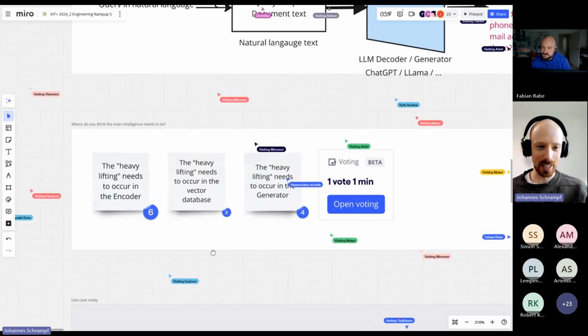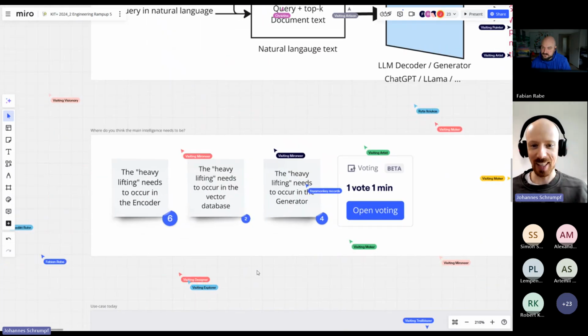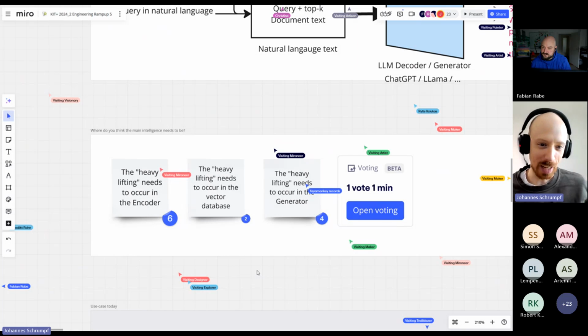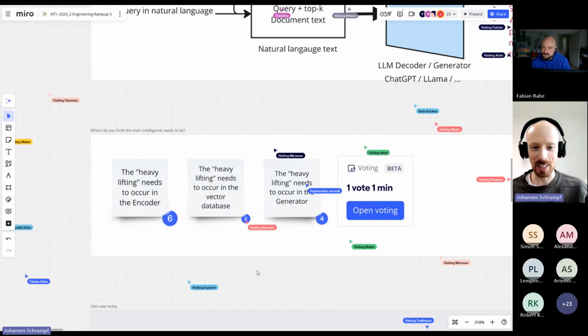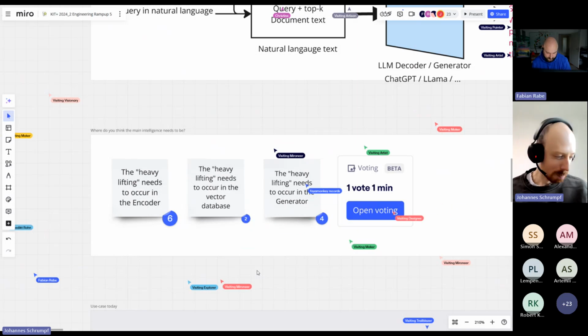Okay, let's see the results. So 6 people say the heavy lifting needs to occur in the encoder, 2 say it needs to occur in the vector database, and 4 say it needs to occur in the generator.